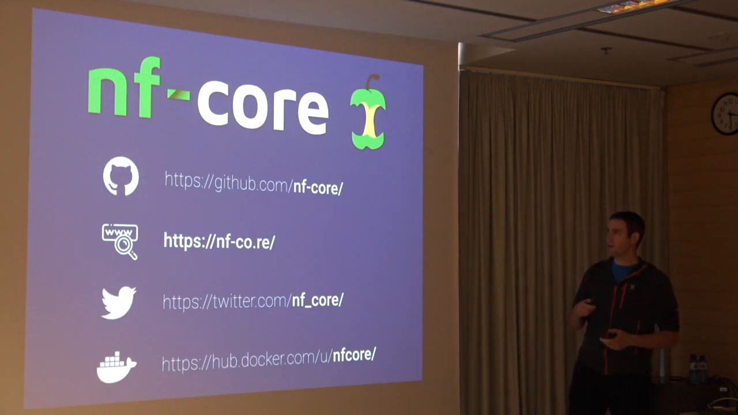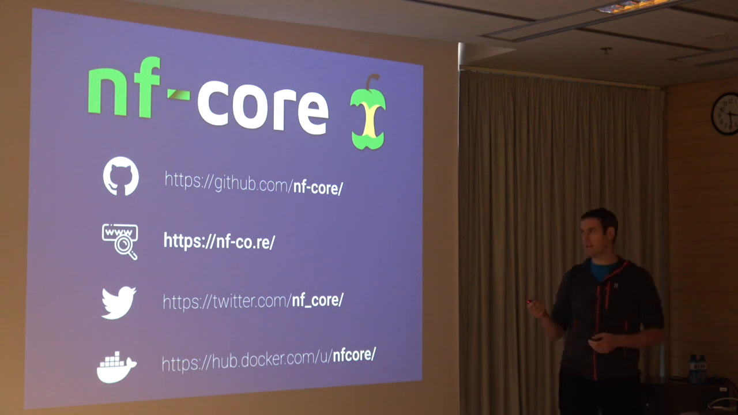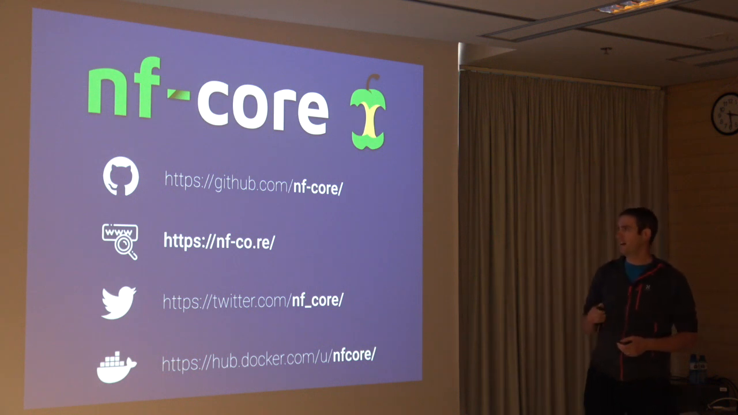On the community side, I started off by creating this GitHub organization. Made a website, then realized that Twitter can't have hyphens, so I used an underscore, and then realized that Docker Hub can't have any punctuation. So take my advice, be careful when you choose a name.